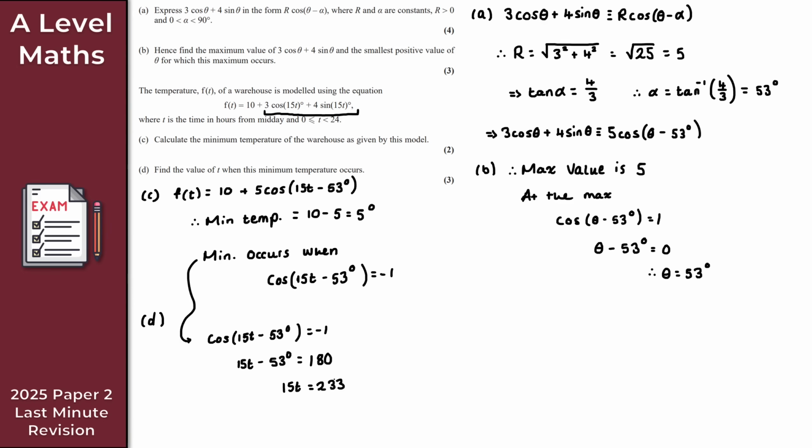So 233, let me just quickly grab my calculator as well. So obviously I can't do 233 divided by 15 off the top of my head. I'm not quite that good at mental maths. But just put it into your calculator, right? So t is equal to 233 divided by 15. And therefore what I get here then for t, to one decimal place, is 15.5 there. Okay, and that is to one decimal place.